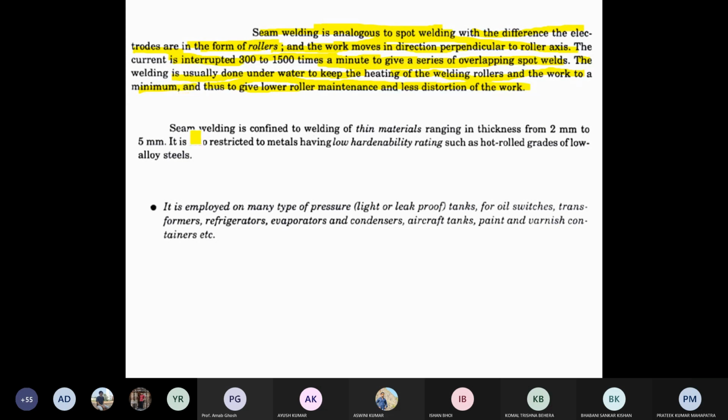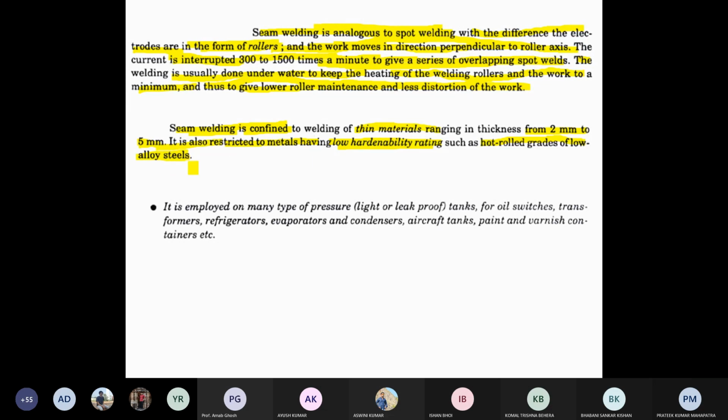Okay, seam welding is confined to welding thin materials, ranging in thickness up to 2 mm to 5 mm. It is also restricted to metals with a low hardenability rating and the hot roll grade of low alloy steels. So these all have some restrictions; you cannot use it for those.